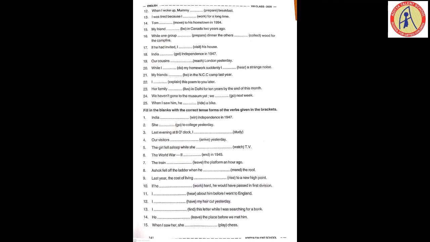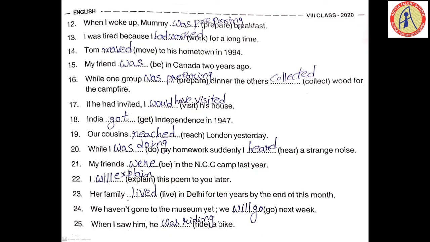Her family dash in Delhi for 10 years by the end of this month. Lived. We haven't gone to the museum yet. We dash next week. Will go. When I saw him, he dash a bike. Was riding. Okay. So these are the answers for the first Roman of the tenses, past and future.